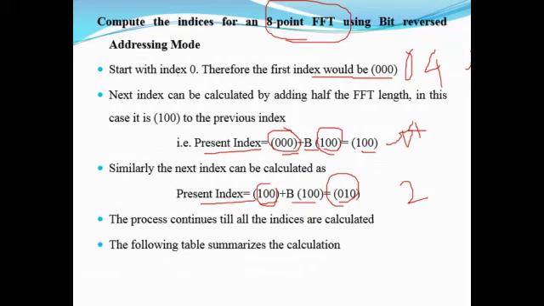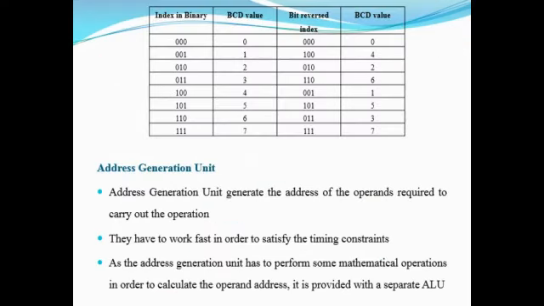and so on. So you can see here 0, then 4, 2, 6, 1, 5, 3, 7. This is the bit reversed order. This is the natural sequence. So depending on this value, I can find the bit reverse index.